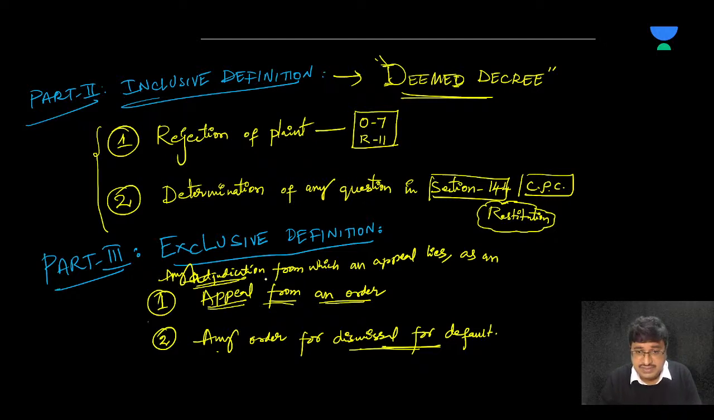Then, any adjudication from which an appeal lies: in case of any interlocutory application, if an order has been passed by the court, and the aggrieved party has one more opportunity to file an appeal before the appellate authorities, then it cannot be treated as a decree, friends. Or any order for dismissal for default cannot be treated as a decree. Okay, this is about part 3, friends.